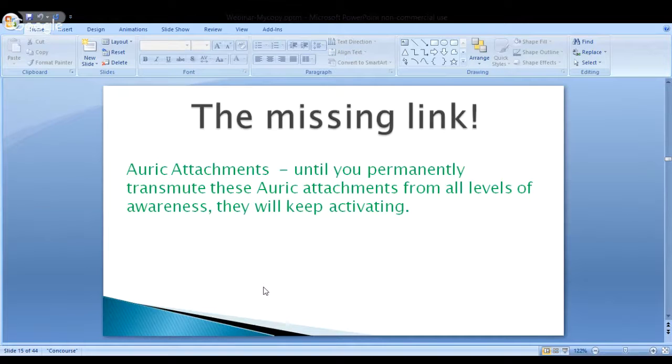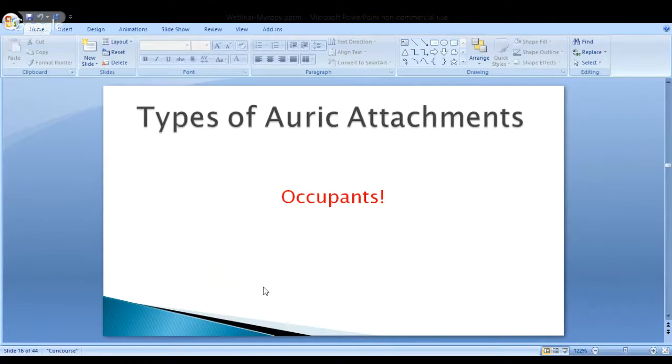So, let's go on to the types of auric attachments. First of all, let's talk about occupants. Now, occupants are very interesting beings. I think 99% of the people who come to me are not aware of what occupants are. These are soulless thought forms that think they own the body. Okay, so stay with me, people. This is a bit sci-fi and a bit woo-woo, but it's quite interesting if you pay attention.